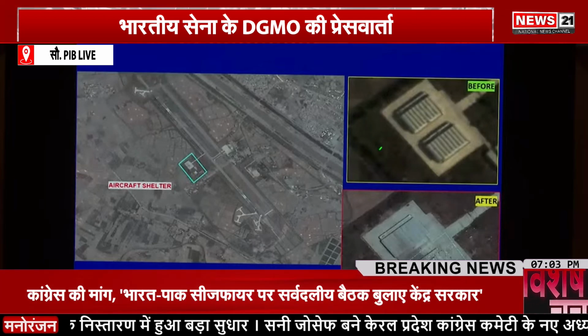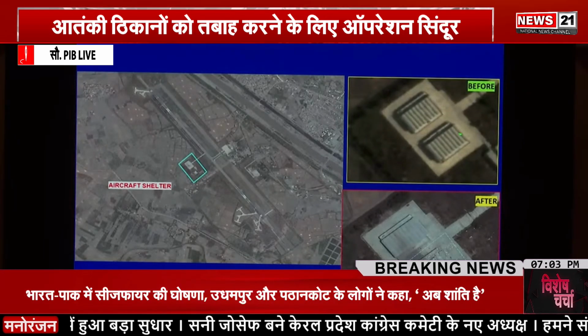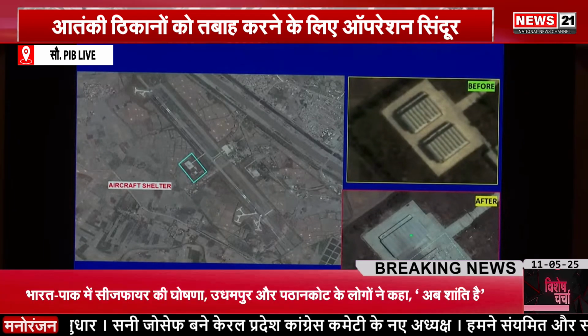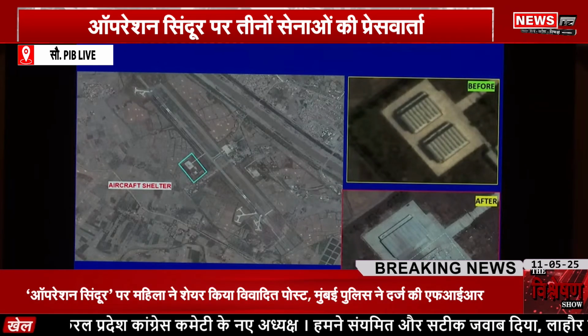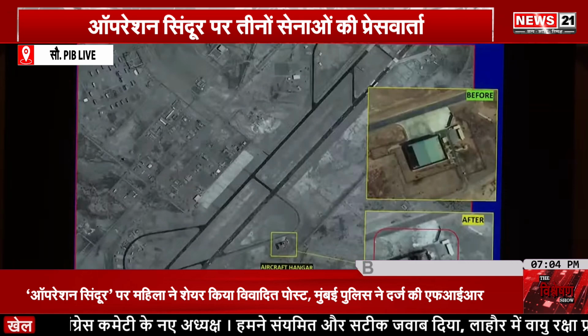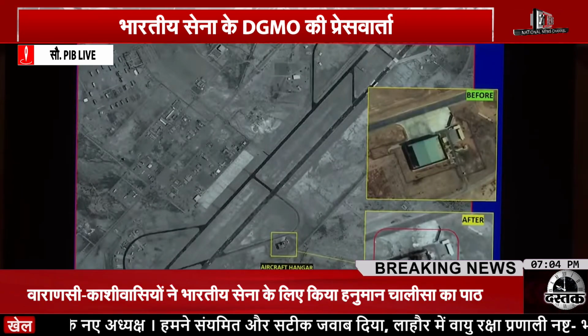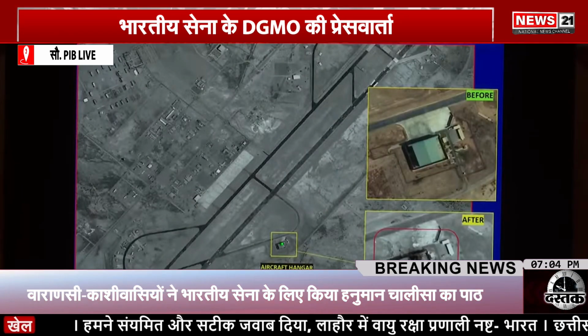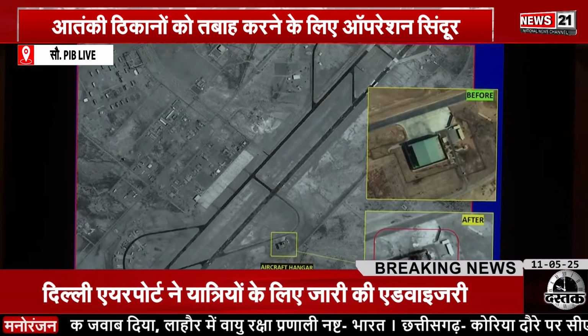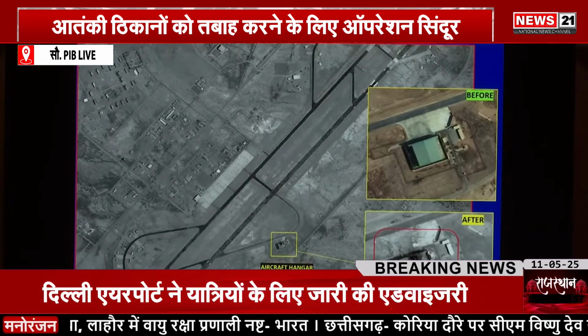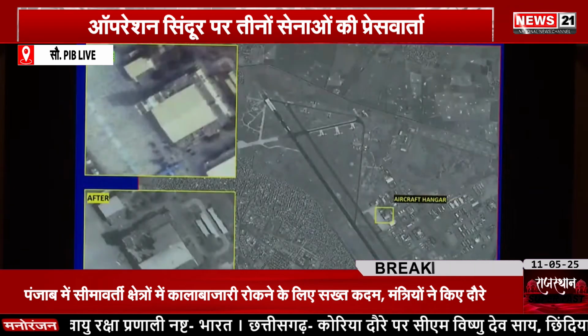Aircraft shelter. This is how it looked before the strike, and this is how it looked after the strike. The roof of the buildings completely caved in and burnt. Next. Bholari airfield, aircraft hangar. This is how it looked before, and this is how it looked after the precision strike. Next.